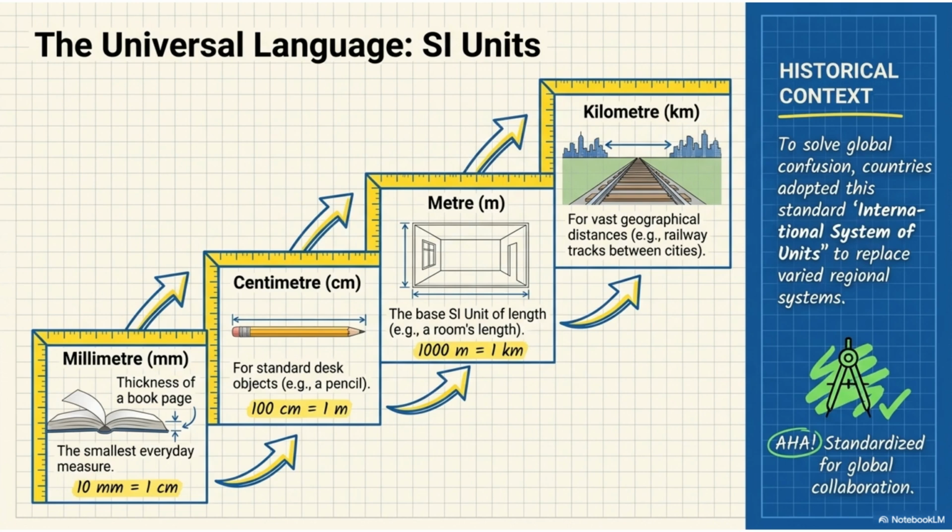To solve global confusion, countries adopted the International System of Units, or SI units. This standardized system, using units like the millimeter, centimeter, meter, and kilometer, allows for global collaboration.